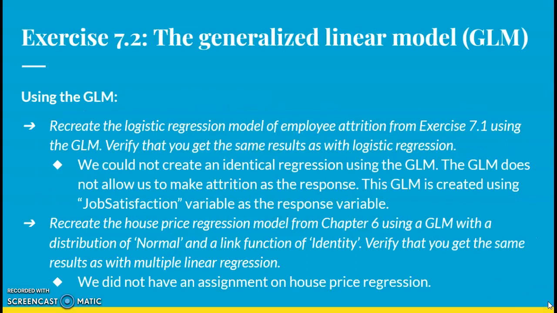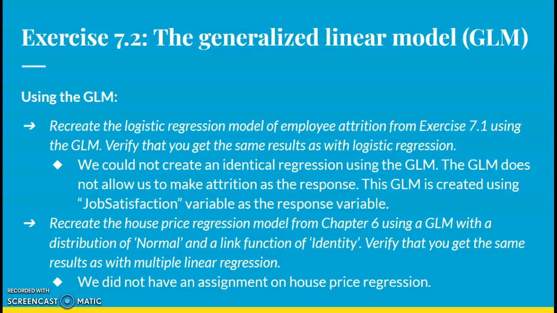So exercise 7.2, the generalized linear model. Using the GLM, we were to recreate the logistic regression model of employee attrition from the previous exercise using the GLM. Verify that you get the same results as with logistic regression. So we could not create an identical regression using the GLM. The GLM does not allow us to make attrition the response. So this GLM is created using the job satisfaction variable as the response variable.